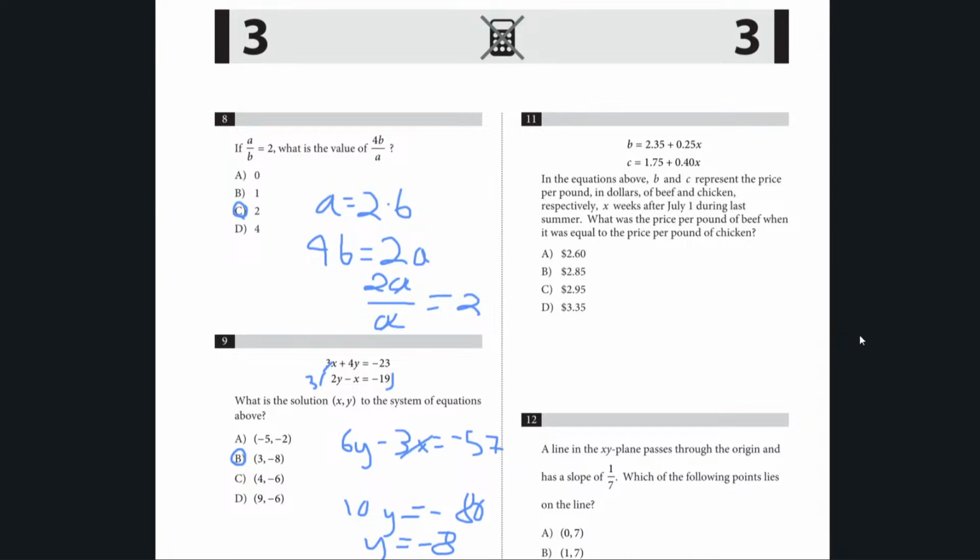In the equations above, b and c represent the price per pound in dollars of beef and chicken, respectively, x weeks after July 1st during last summer. What was the price per pound of beef when it was equal to the price per pound of chicken?